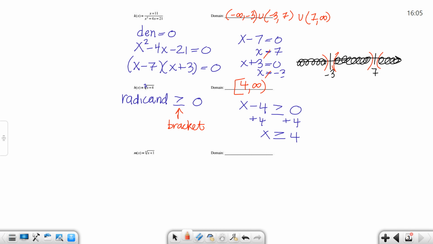Okay, looking at the last one, letter M, the first question is, does it have a denominator? The answer is no. The second question is, does it have an even radical? The answer is no. It has an odd radical because the index 3 is odd. So the way that we work one like this, if it's not case 1 with a denominator, if it's not case 2 with an even radical, then that means it's case 3, and case 3 is all real numbers. So that means no matter what we pick, we're going to get a real number back.